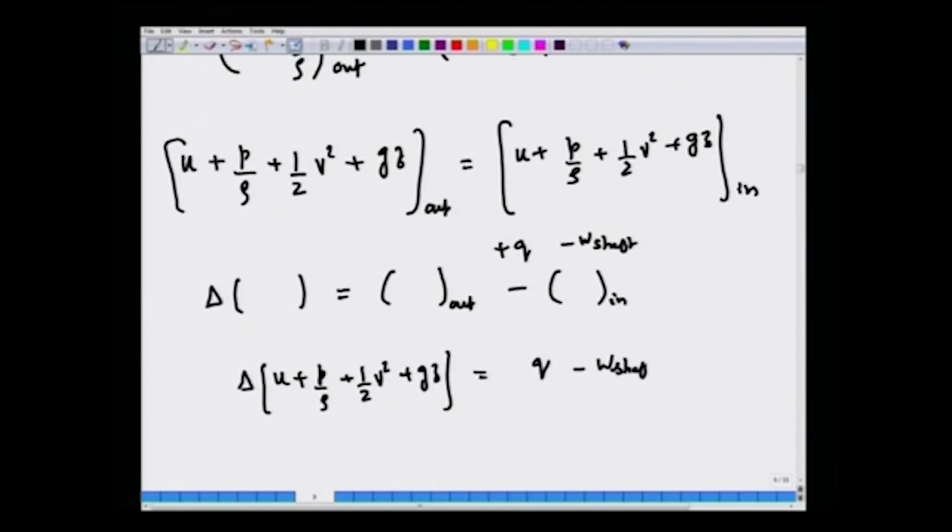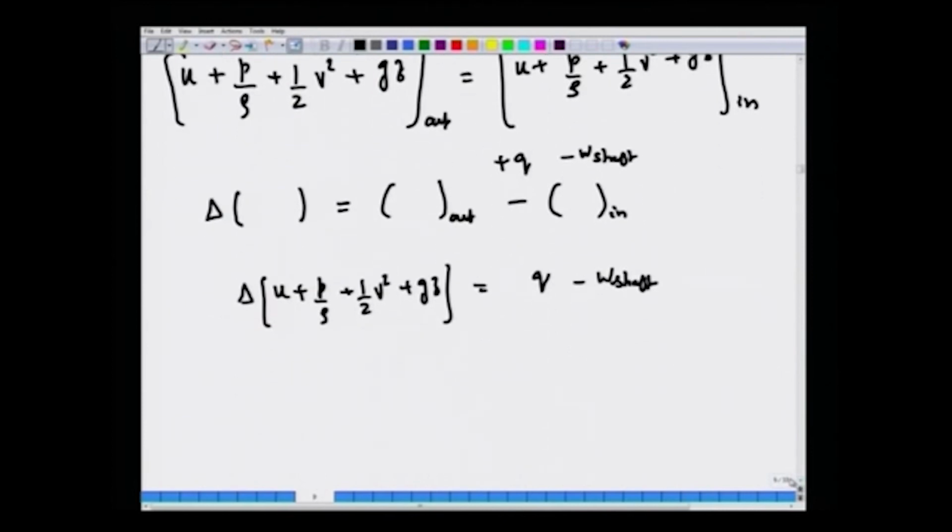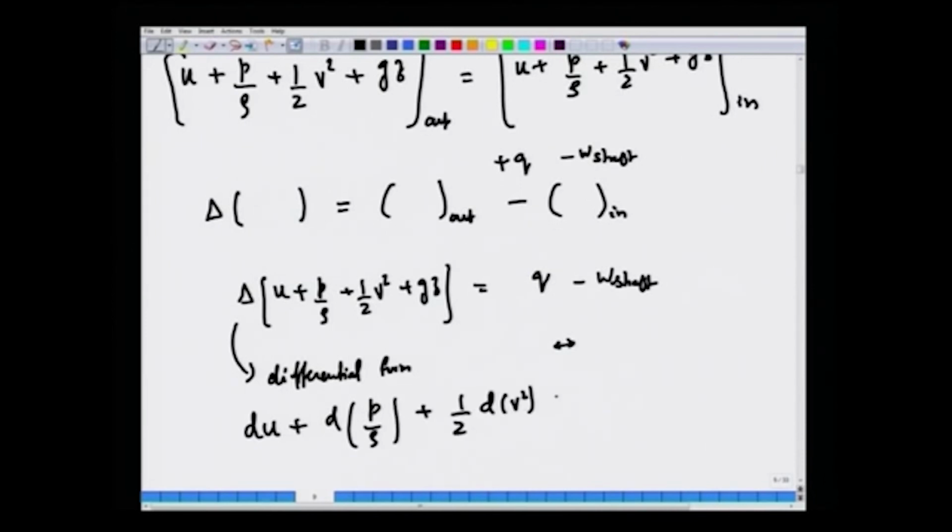Now, I want to make connections with thermodynamics, especially the second law of thermodynamics. So, I want to write this in differential form, that is, I am going to evaluate this so that the inlets and outlets are very close to each other, so that we can convert this delta to a normal differential. Okay. This is du plus d of p by rho plus half dv squared plus g dz is del q minus del w shaft.